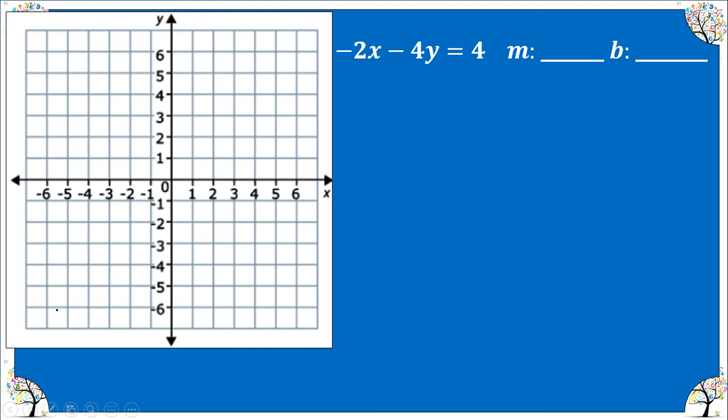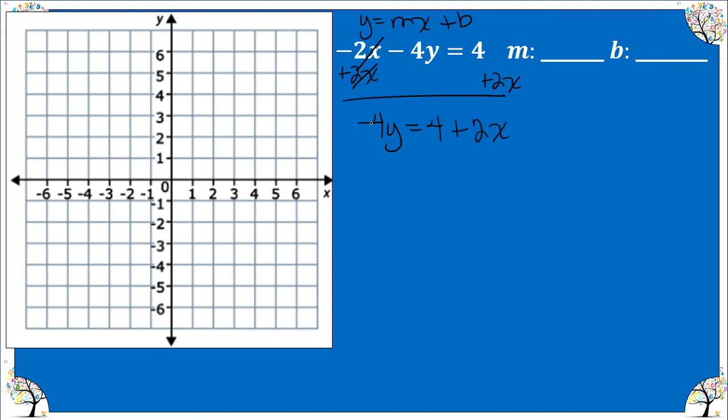Okay, now let's take a look at a set where this is not in slope-intercept form. Y is not isolated. So we need to get rid of this term, this -2x. So we're going to move this term first before we undo the -4 times y. So we're going to add 2x to both sides. Notice I do not write my plus 2x under the 4 because these cannot be combined. I'm going to bring down -4 times y equals 4 plus 2x.